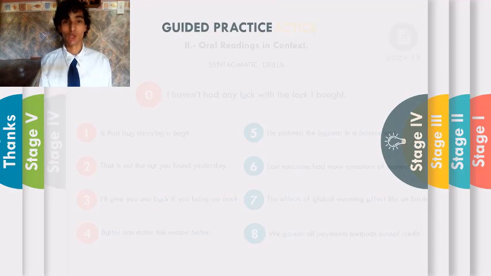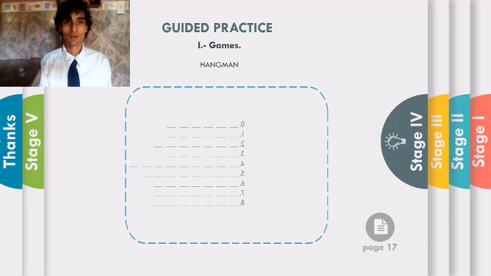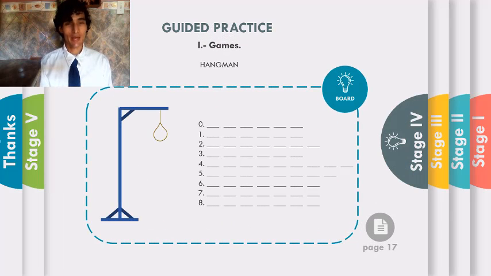Now for stage 4, guided practice and feedback, we have a game, the hangman. You and your partner are going to take turns to try to guess letters that fit in the word. If the letter does not fit, a body part will be drawn in the gallows, starting with the head. Each body part represents 1 mistake, so there are 6 mistakes in total for each word.